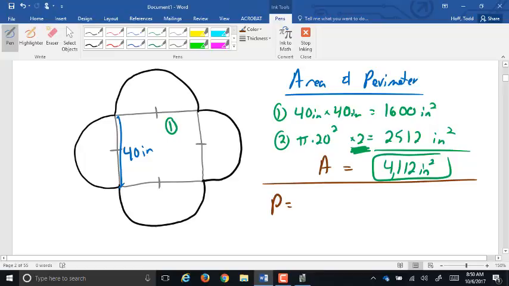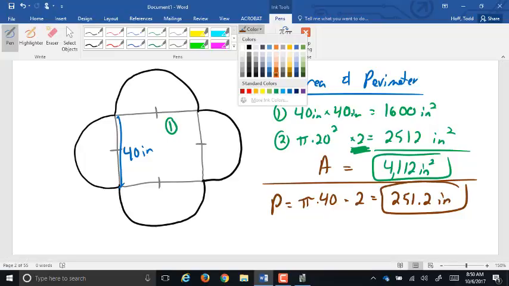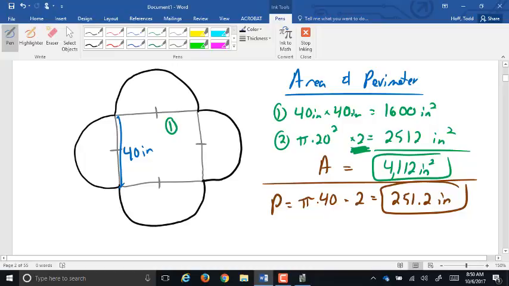The perimeter is the circumference of a circle times 2, because it's just 2 full circles all around there. So pi times 40 times 2 is 251.2 inches is our perimeter. So there's one that looks tough, but really isn't so bad.